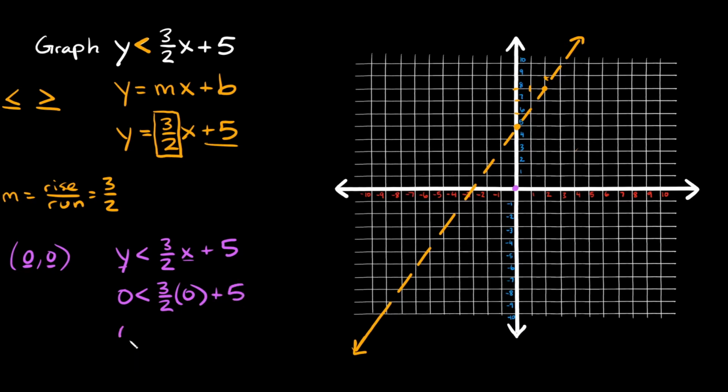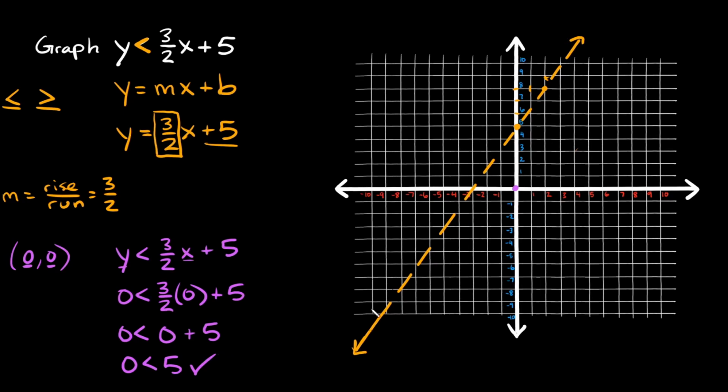Okay, so simplifying this, it's going to be 0 is less than 3/2 times 0, that's just 0, plus 5. Okay, so then here we have 0 is less than positive 5. Okay, is this a true statement? Yes, it is.